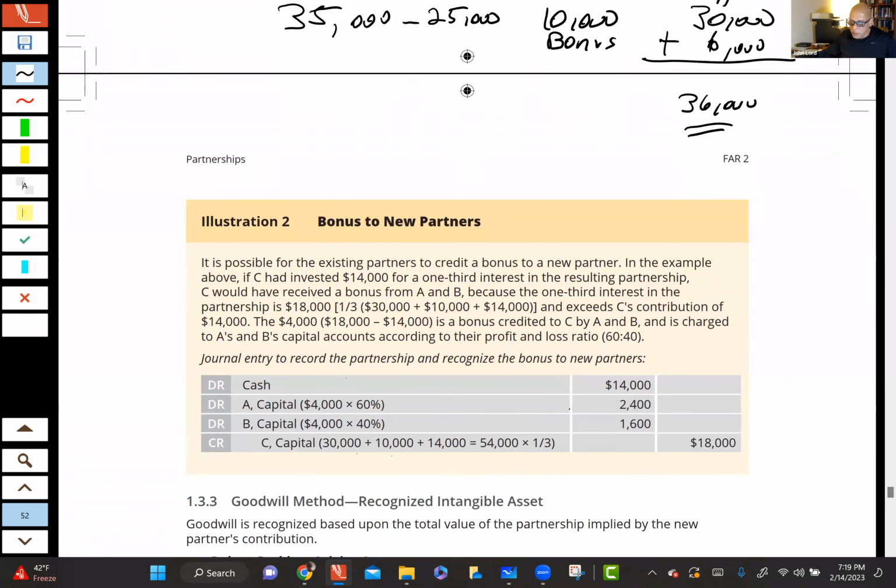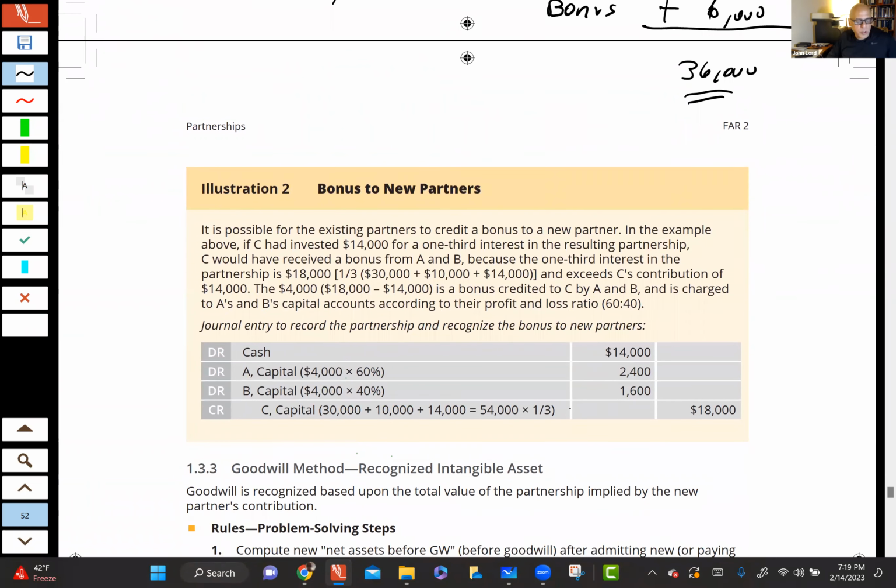Okay. Sometimes the bonus goes to the new partner, and students will ask, well, why would they give the new partner a bonus? Well, look, maybe this person is bringing in some knowledge and they're trying to increase their level of services that they can provide. In a CPA firm, maybe this person has some special data analytics expertise that they developed because they got their master's in science and accounting and data analytics, right? Okay. So it is possible for the existing partners to give a bonus to the new partner.